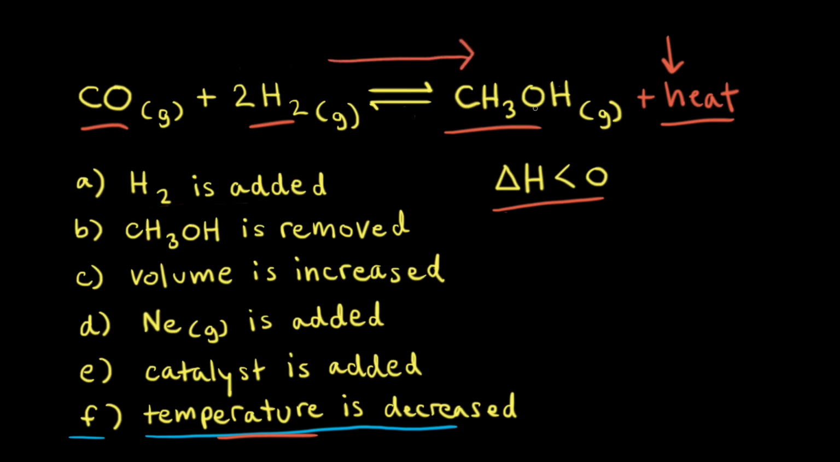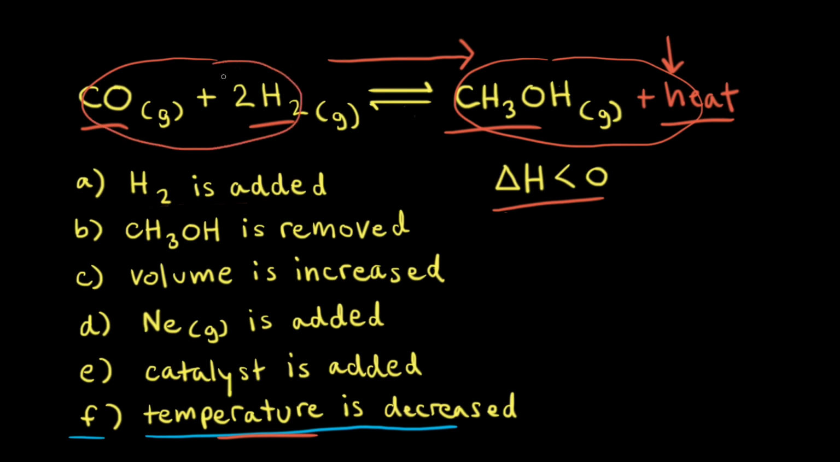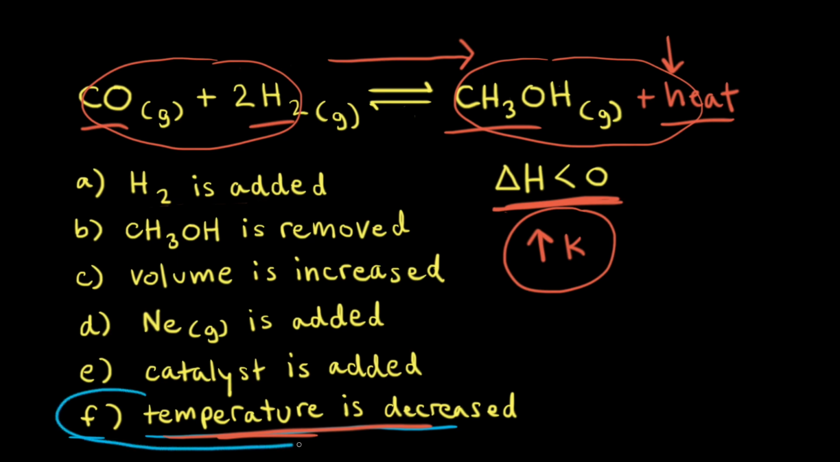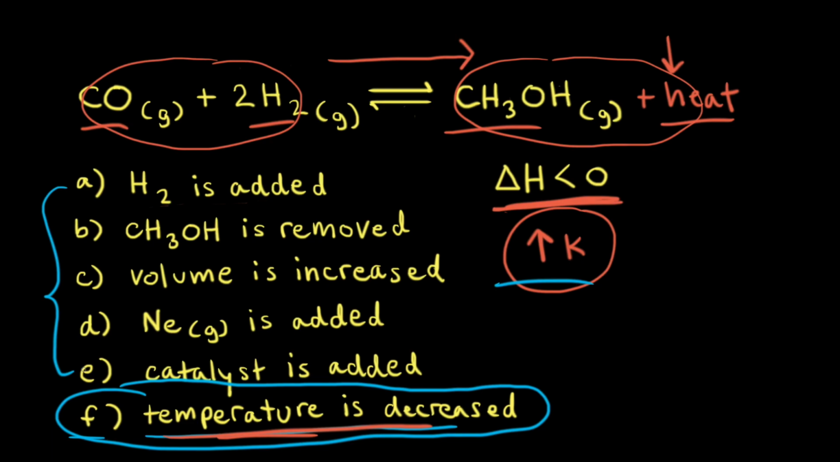When the net reaction moves to the right, you can think about that being an increase in the amount of products, and therefore a decrease in the amount of reactants. And when you increase the products and decrease the reactants, you increase the value for the equilibrium constant. Therefore, lowering the temperature causes an increase in the equilibrium constant for an exothermic reaction. Note that changing the temperature in part F is the only change that actually changed the equilibrium constant. So in all the other ones, in A through E, the equilibrium constant stayed the same value.